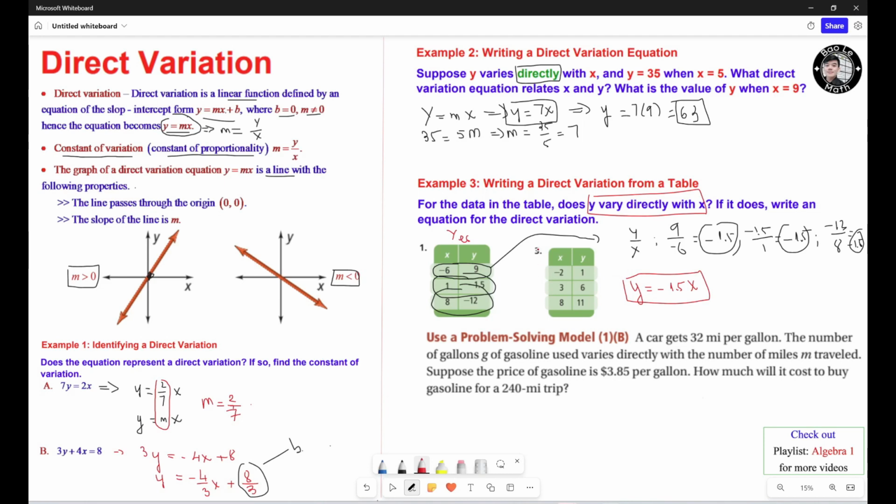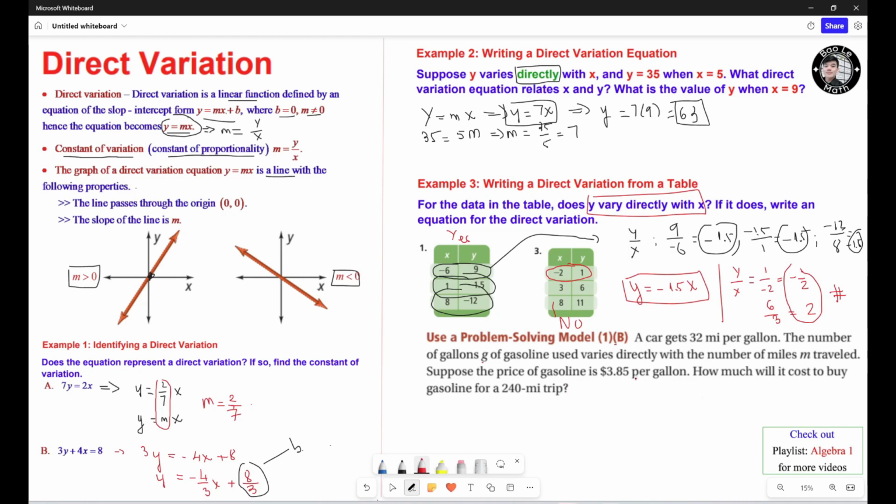Okay, look at table number 3 right here. We need to find the ratio of y and x. So we have y over x. It's going to be 1 over negative 2. It turns out to be negative 1/2. Now the second one, 6 over 3. It turns out to be 2. This one and this one are different. So for table number 3 right here, y does not vary directly with x. So this is no.